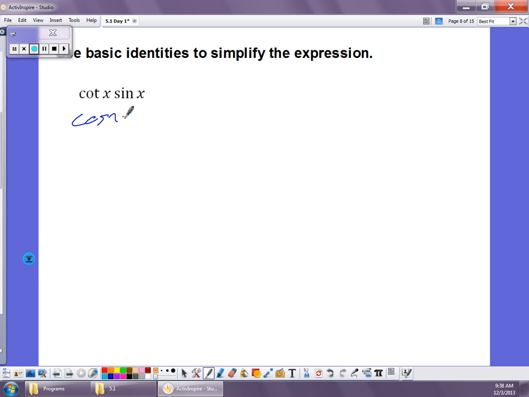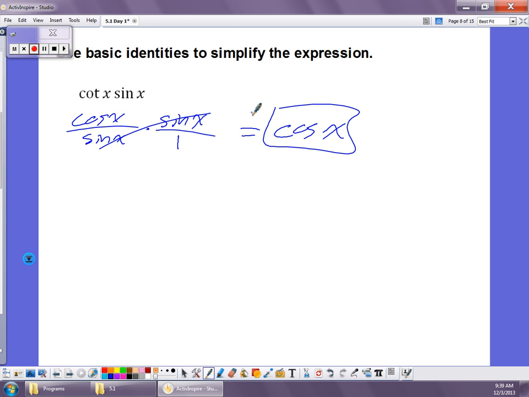Cosine over sine. So I have cosine x over sine x times sine x. What would sine x be over? 1. Good. What can I do here? Cross out the sines, and you get cosine x. And that's much simpler.